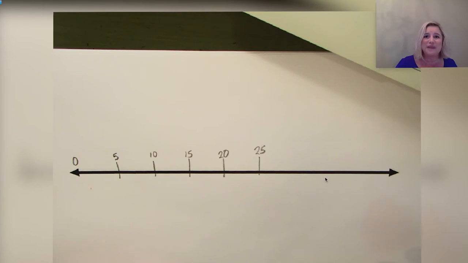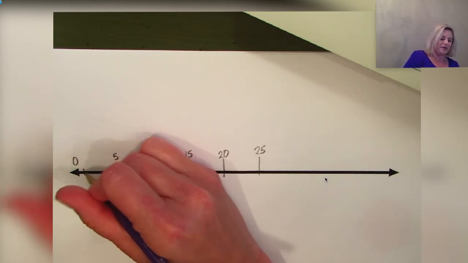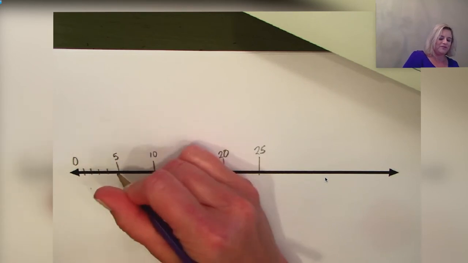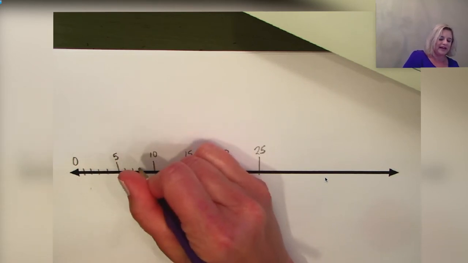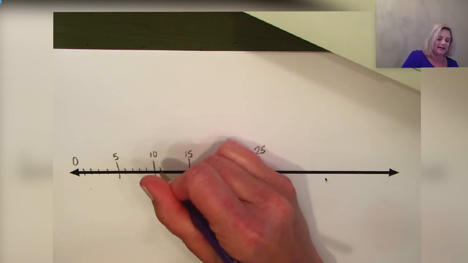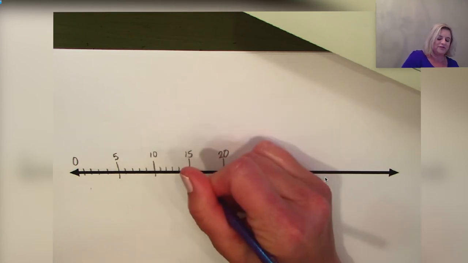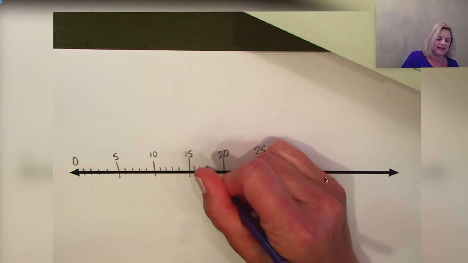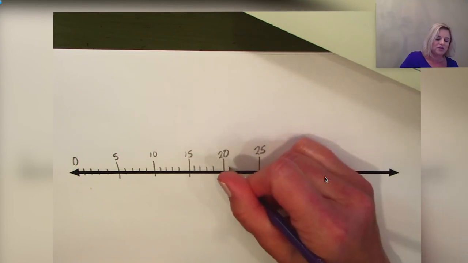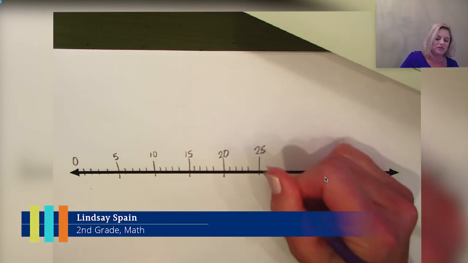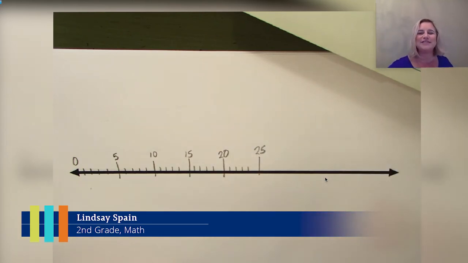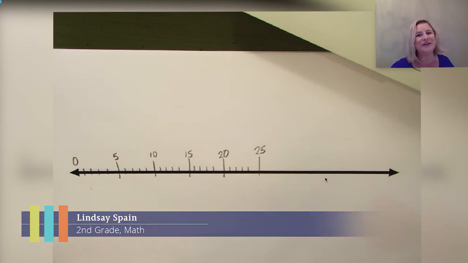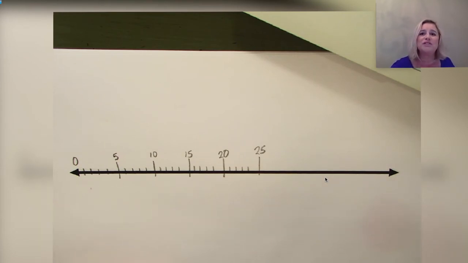So we have 5 spaces between each number. 1, 2, 3, 4, 5, 6, 7, 8, 9, 10, 11, 12, 13, 14, 15, 16, 17, 18, 19, 20, 21, 22, 23, 24, 25. Excellent job. Now, does your number line look like mine? I knew it would.